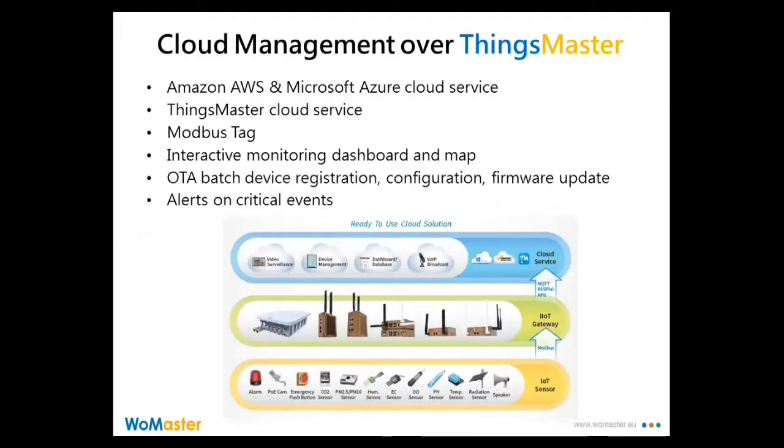WoMaster provides a smart environment cloud management. We support Amazon AWS and Microsoft Azure cloud services. And we also have ThingMaster, the proprietary ThingMaster cloud service. It can support a mobile stack to collect data from mobile devices. And we also have the interactive monitoring dashboard and map. It can show the status, signal strength, and the location.